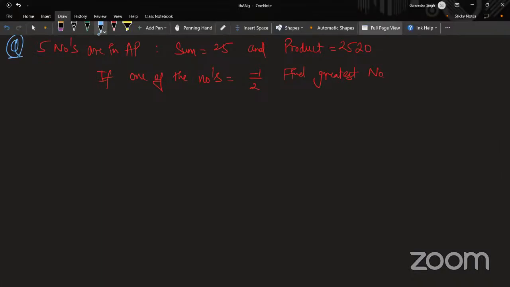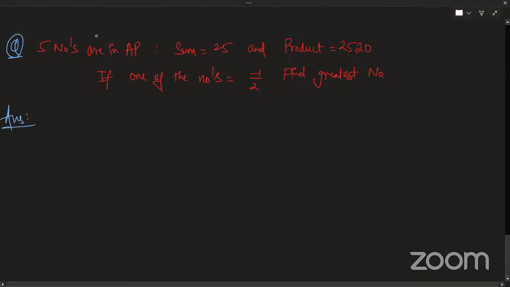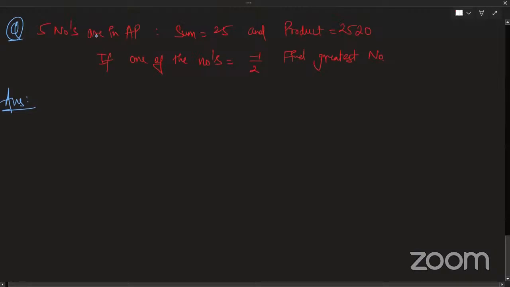Everyone got the question right? Yes, sir. Okay, fine. So see, there are 5 numbers in AP and their sum is given as 25. So what will be the 5 numbers that you will assume? How will you assume the 5 numbers? Can anyone tell me? A minus 2D, A minus D, A, A plus D, A plus 2D. Correct, absolutely correct.